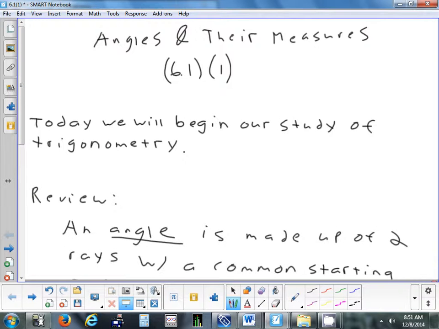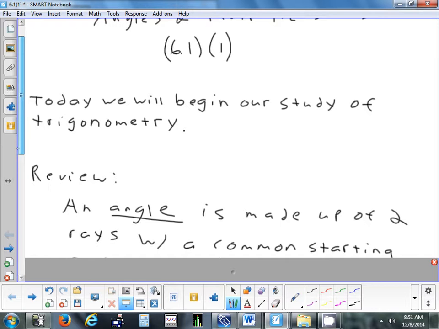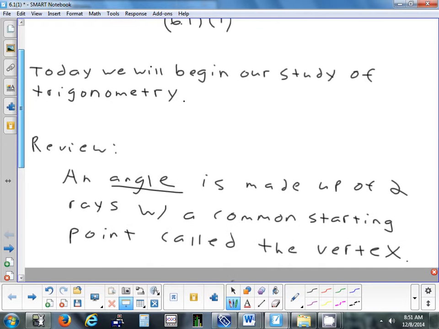Okay, so just a quick review of what an angle is. An angle is basically made up of two rays that have a common vertex. That vertex is the starting point for each of the rays.